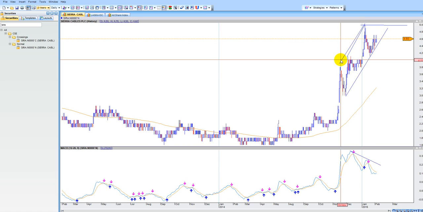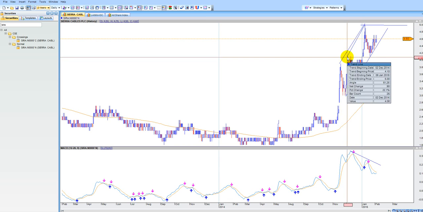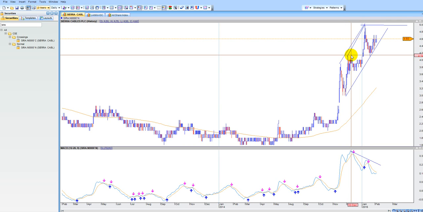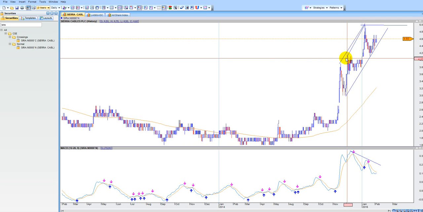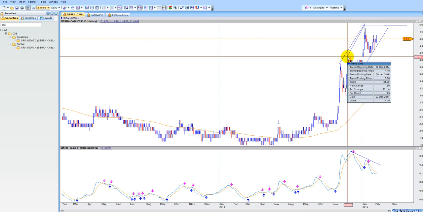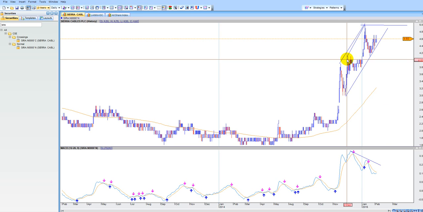They are going to declare some dividends. I have not studied all this, so forgive me for my lack of knowledge on Sira Cables. But on a technical side, if I'm looking at this particular trade, this is called a negative divergence.